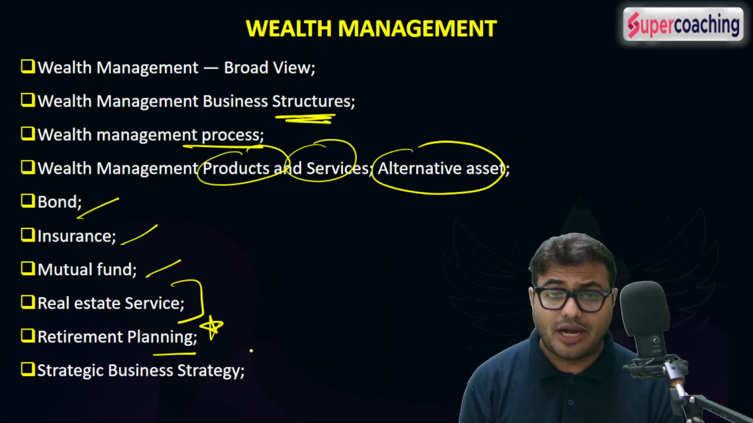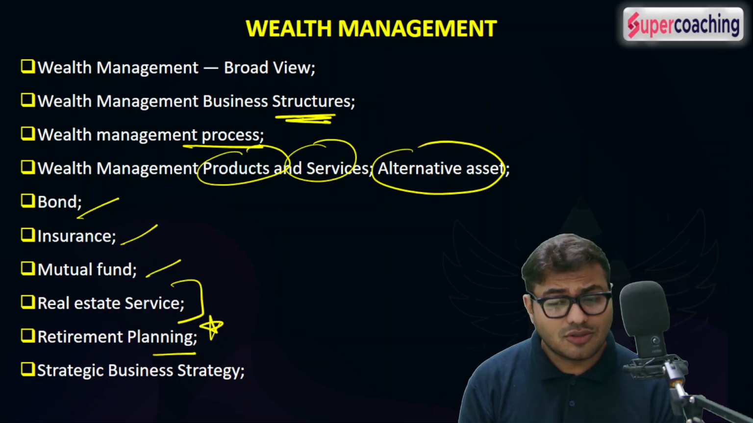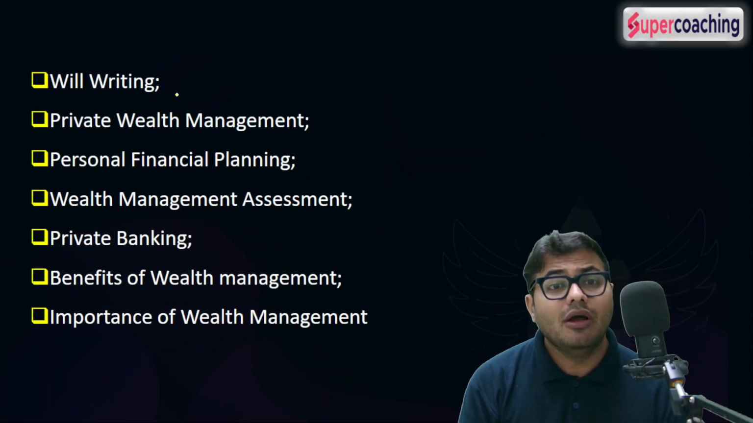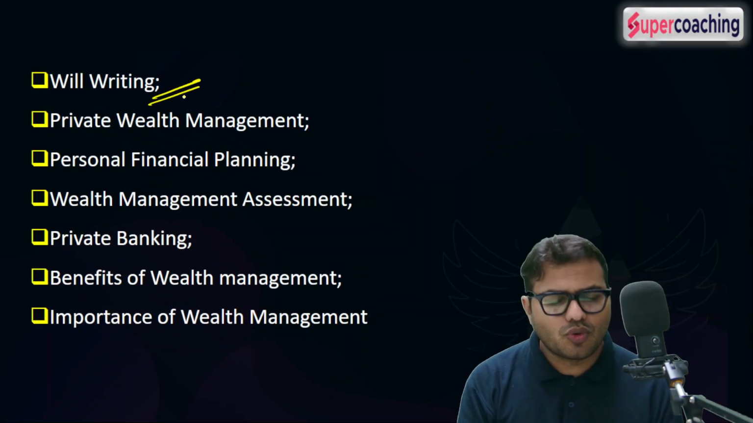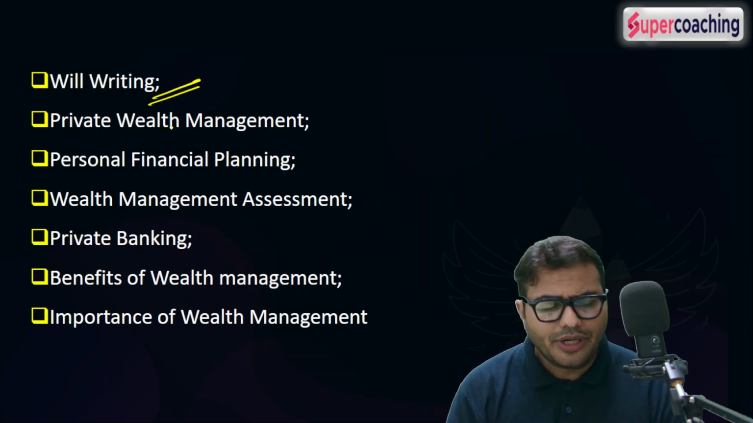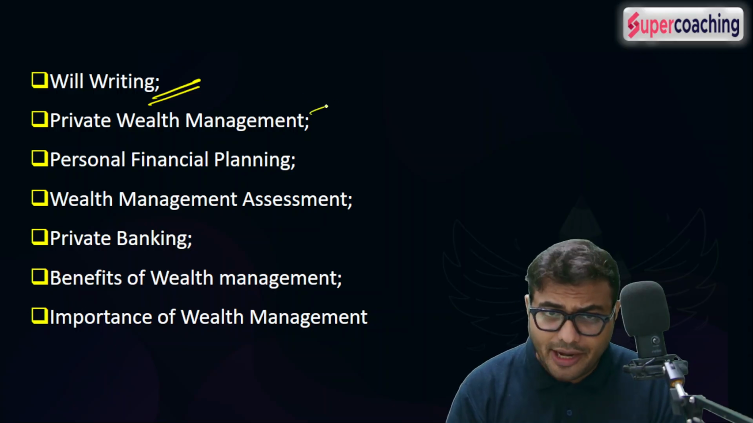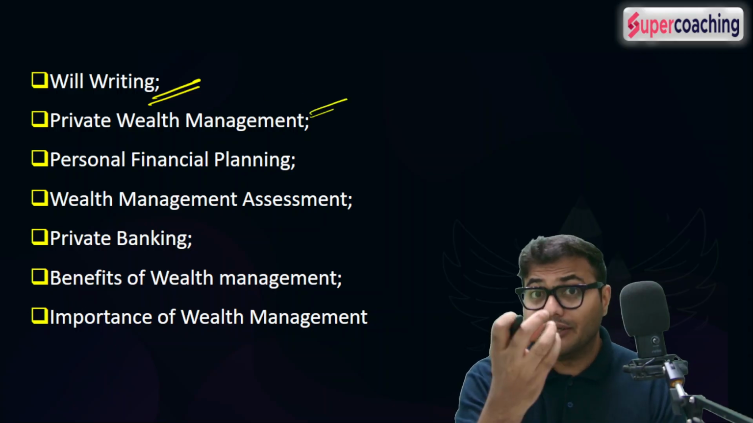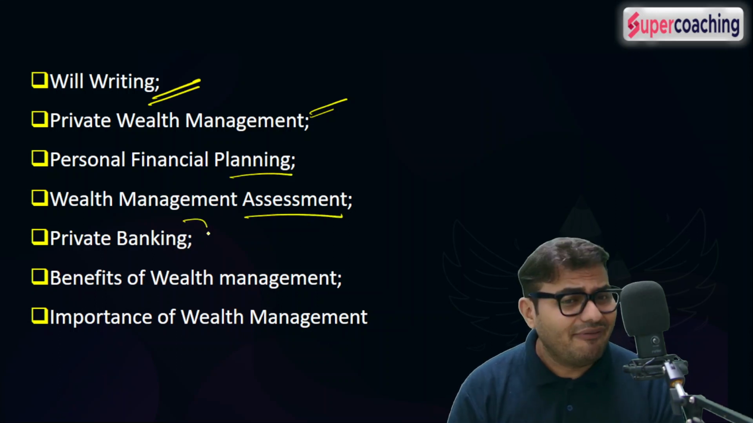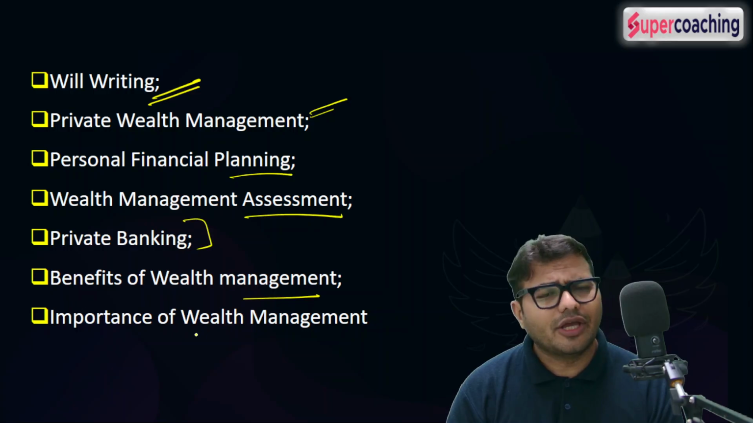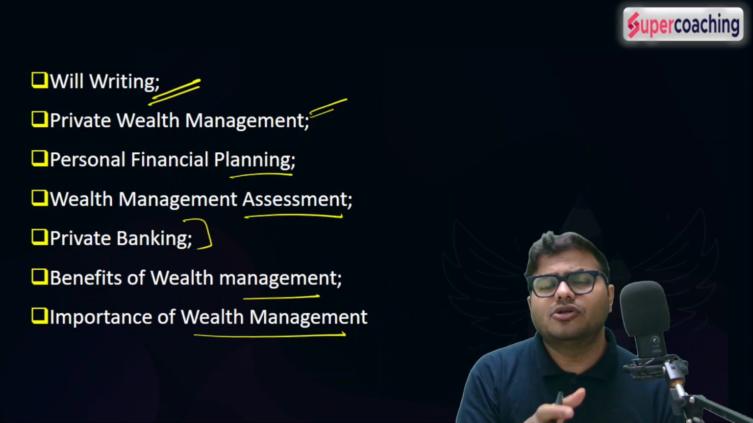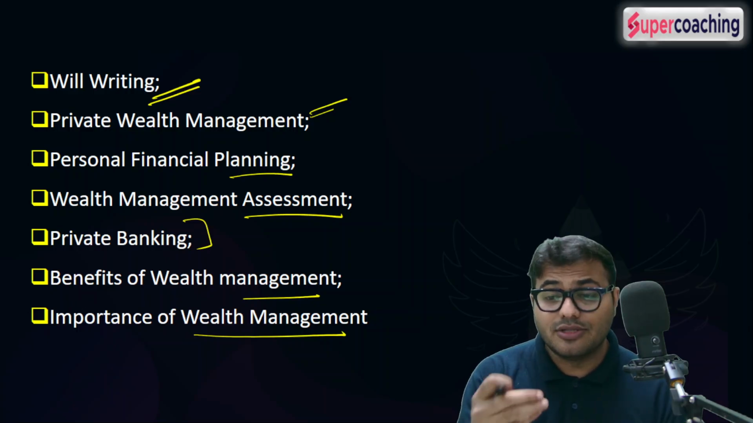Then strategic businesses, so that is another major factor. Every year or every time we can see a question. Will writing is also an important, major factor, especially in the urban areas or in certain states. Then private wealth management, some aspects around that, the details of this. Then personal finance planning, wealth management assessment, private banking, benefits of wealth management, and the importance of wealth management. They are the general topics, of course, at the end. So these are the major topics when we talk about wealth management, and yes, they do ask questions about that.